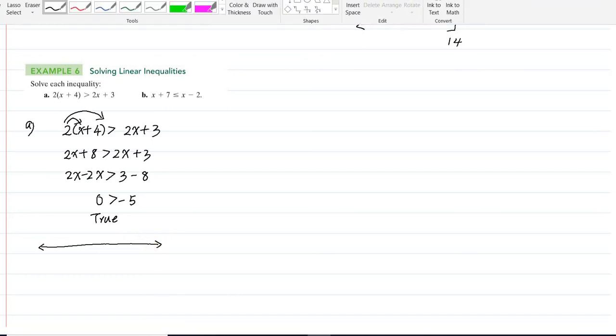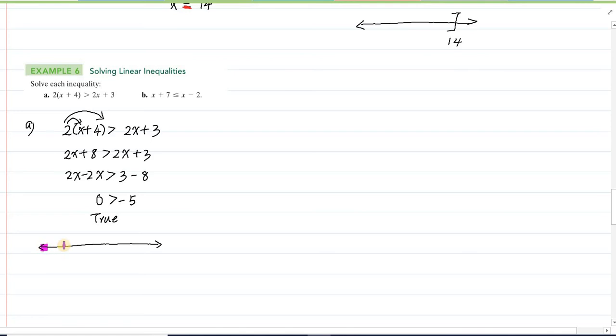Now I can draw this on the number line. That will be all the numbers that work. I'm still going to start from the left to the right. So all the way to the left is negative infinity. All the way to the right, that will be positive infinity. So basically this is all the real numbers.